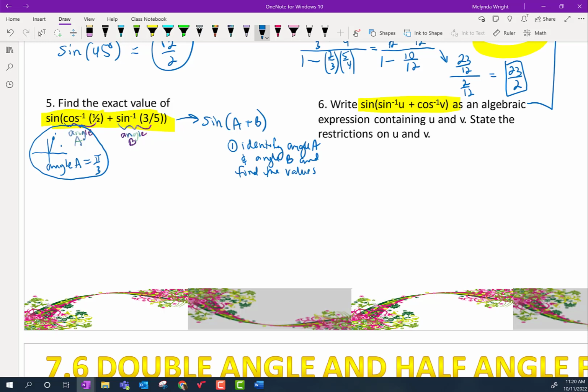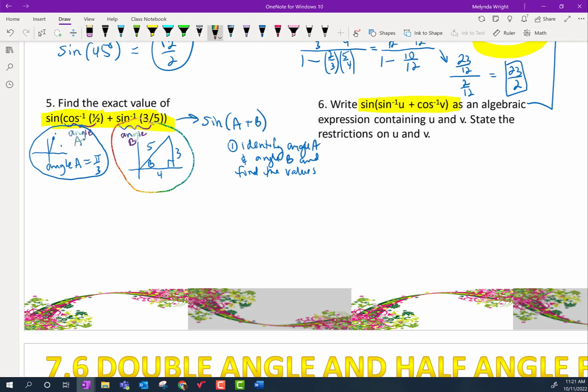Now we're going to identify what angle B is. Is 3/5 a unit circle value? No, so what are we going to have to do? Draw a triangle. When it's not a unit circle value, we draw a triangle. It's going to be in the first quadrant because 3/5 is positive. So this is angle B. Sine is opposite over hypotenuse, and so that is a 3, 4, 5 right triangle. This represents angle B.